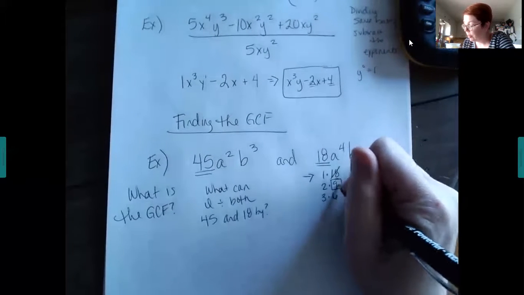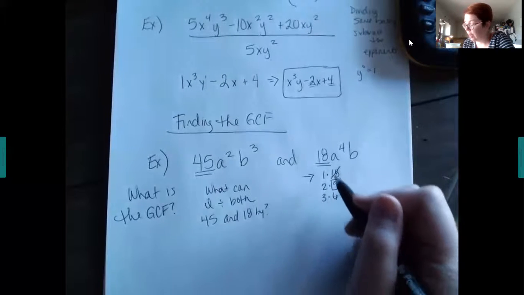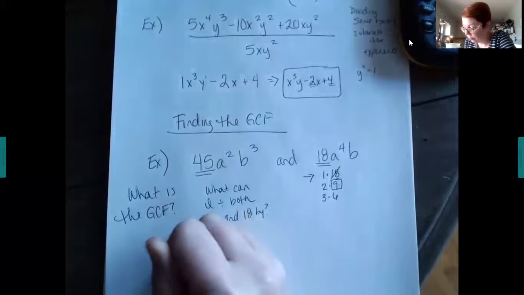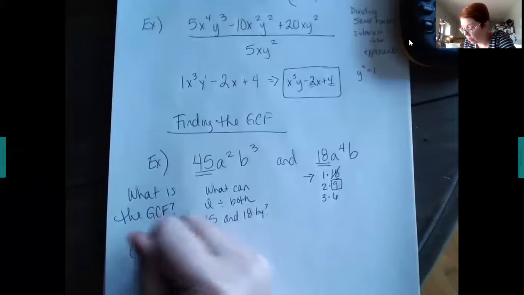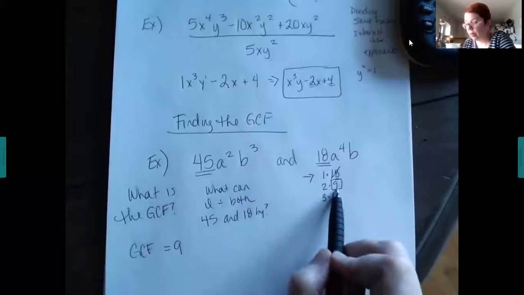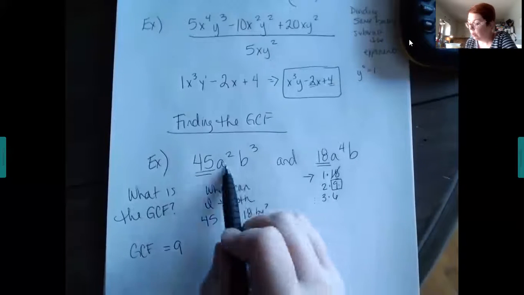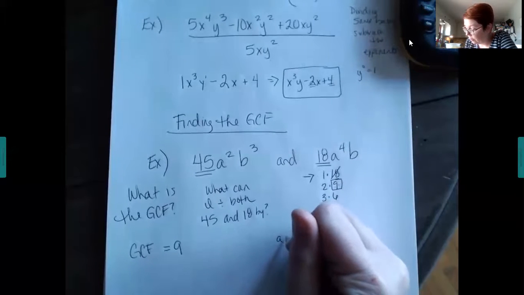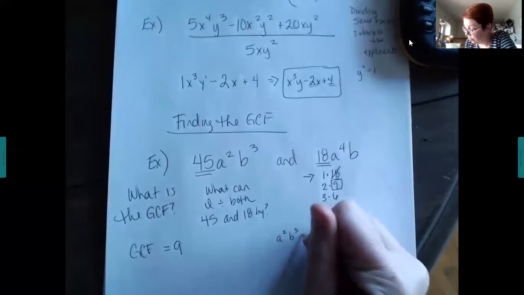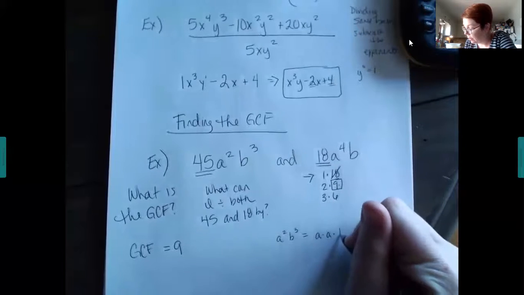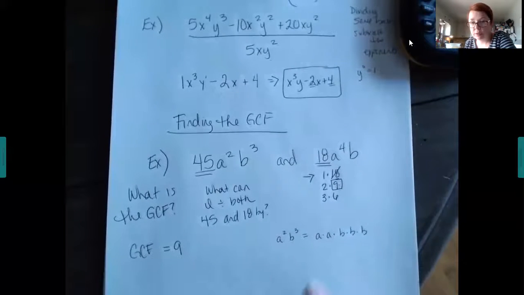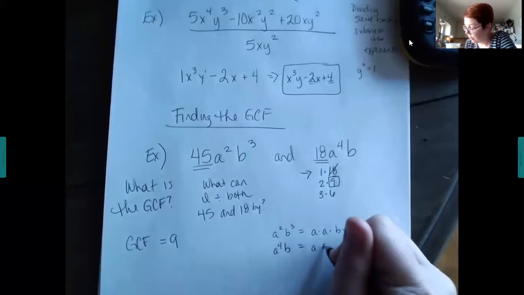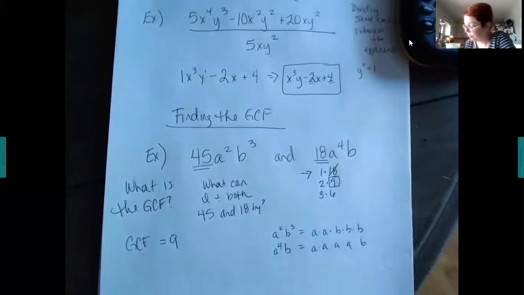So the next biggest number in these set of factors that are in common between 18 and 45 is 9. So I can divide 45 and 18 by 9. So I got that. And now I'm going to look at the letters. Here I have a squared, again, that means a times a times those 3 b's. Here I have a to the 4th b. So a times a times a times a times b.